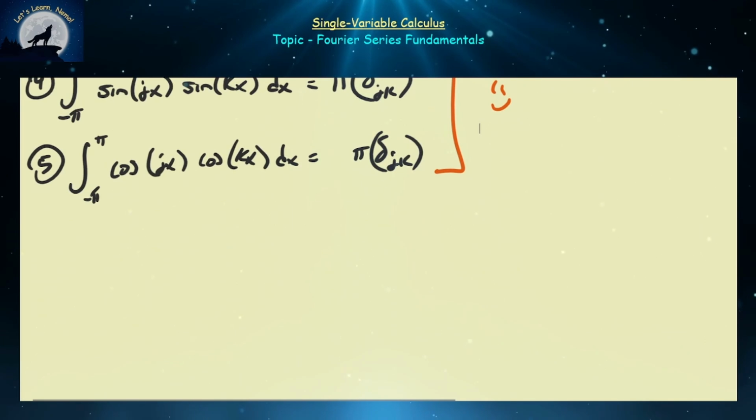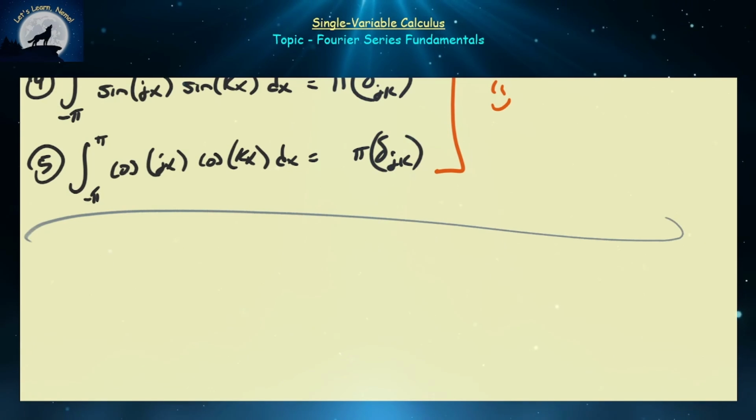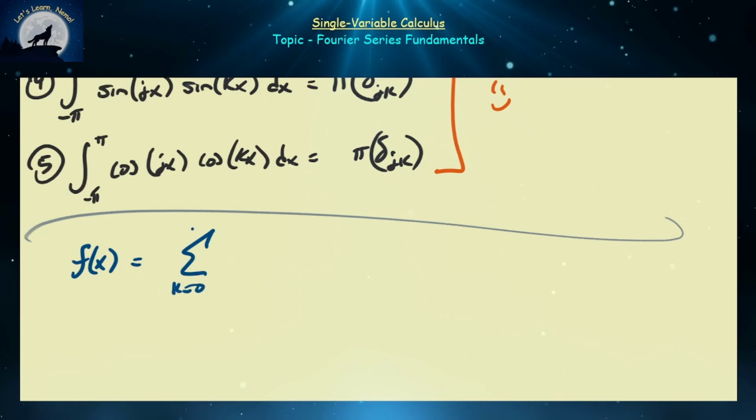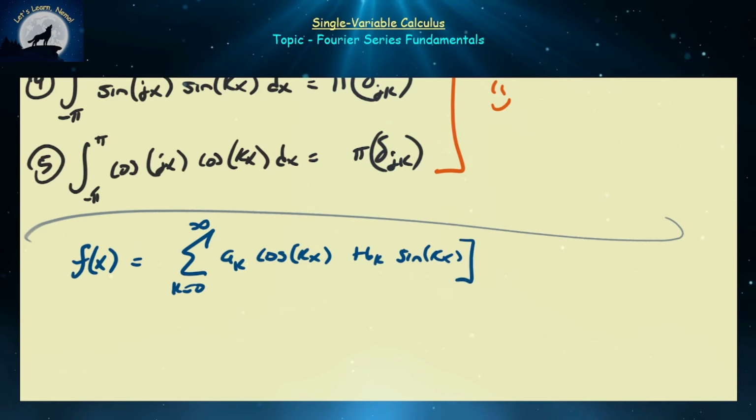So now that we have these basic trigonometric identities mentioned, it's time to build our Fourier series. Keep in mind a trigonometric series is of the form the sum from k equals 0 to infinity of a_k cosine kx plus b_k times the sine of kx. And again, k ranges from 0 to infinity.